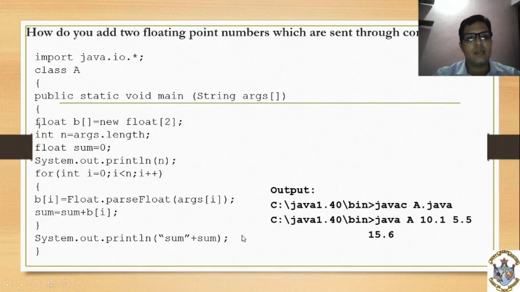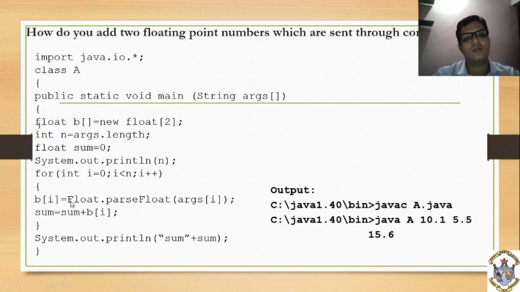Next control comes here, i becomes 1, 1 less than 2 condition is true, b of 1 = Float.parseFloat(args of 1). So please observe here, before this Float.parseFloat, it is 5.5. 5.5 is in the args of 1 location, right? So it is a string. If I want to process a numerical operation, is it possible? No. Then what we have to do, we have to convert into float.